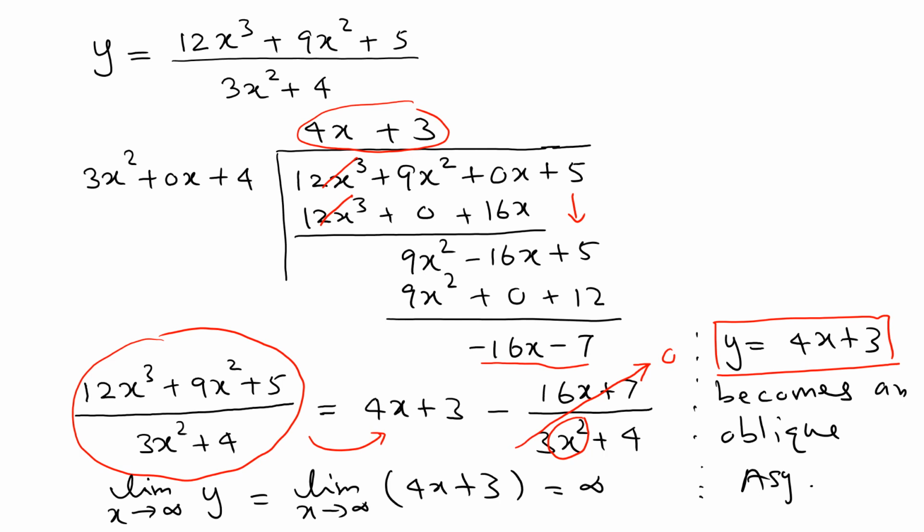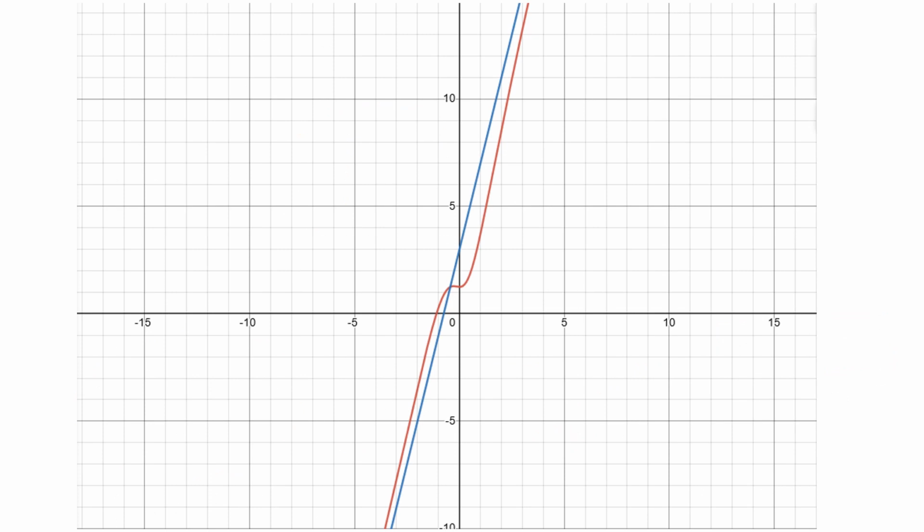And if you look at the graph of this function, this is what you get. This is the graph of the function and the asymptote. The blue curve is the oblique asymptote, and you can see that it is getting closer and closer to the curve. Thank you.